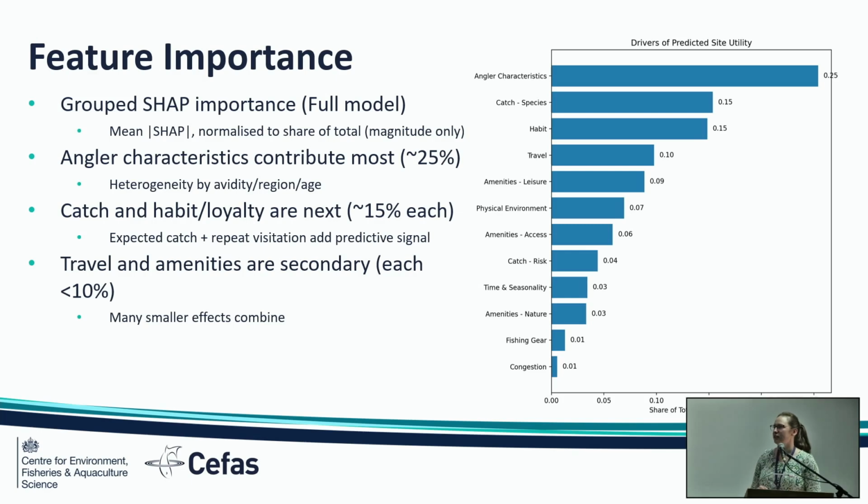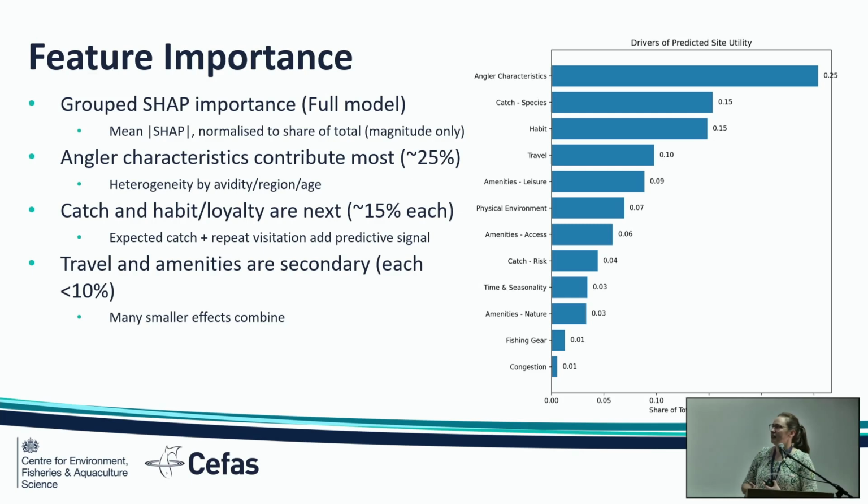So the Shapley additive explanations gives you a feature importance. So this is a magnitude only thing. It tells you how important characteristics were to the model, and we grouped them into smaller categories so it's easier to read. And overall, the angler characteristics was the most important. So things like the avidity, region, and age, that accounted for 25% of the importance.